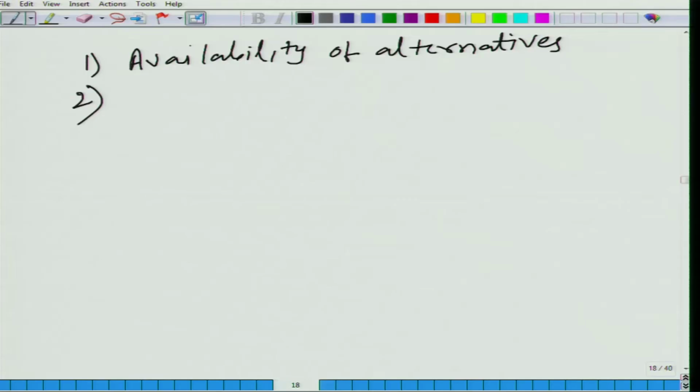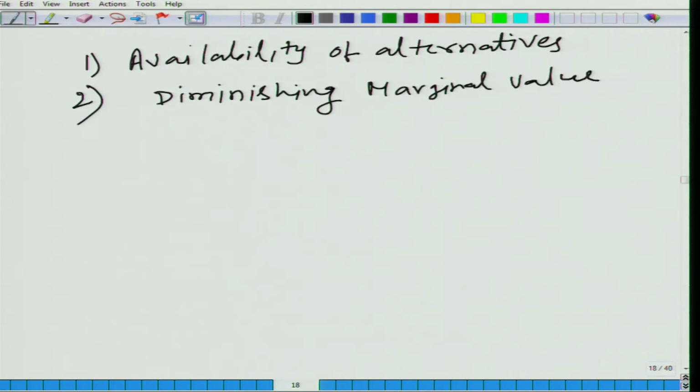How about the third banana? Even less. How about the fourth banana? Less. What is this called? This is called diminishing marginal value.